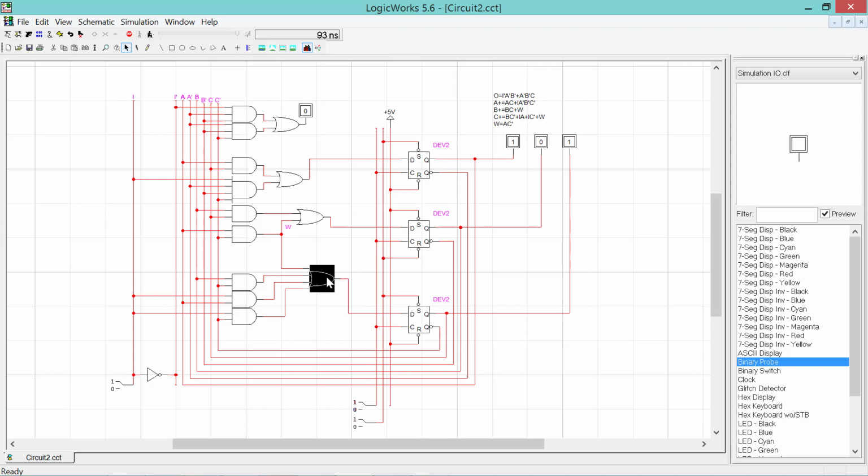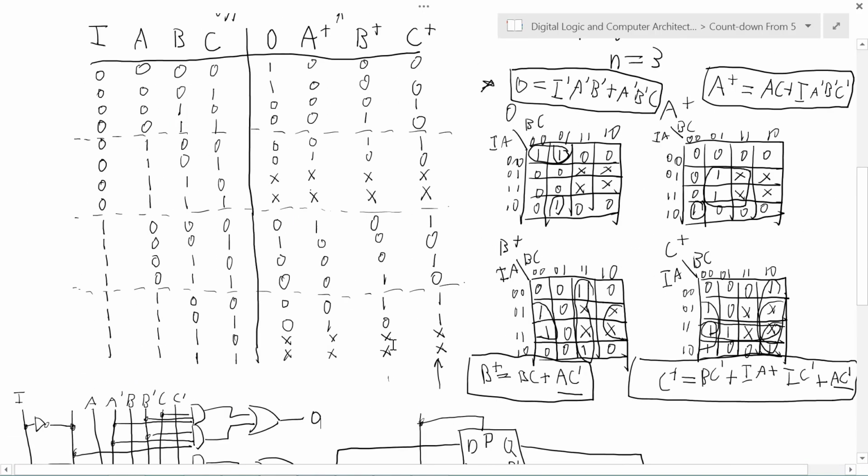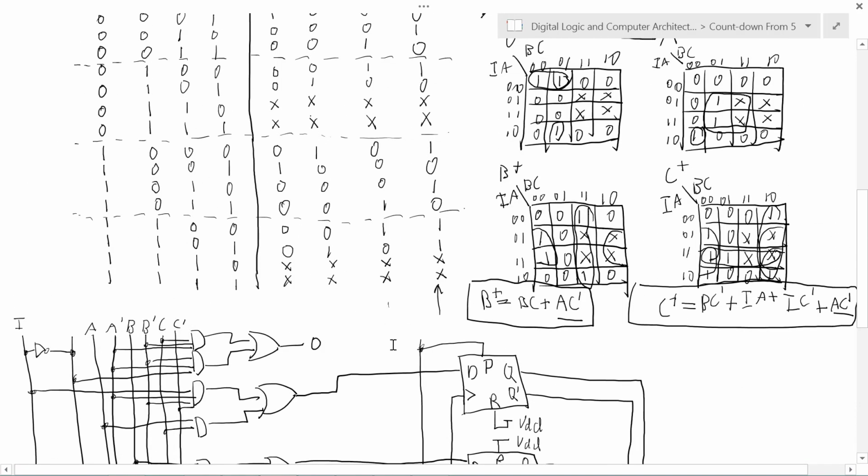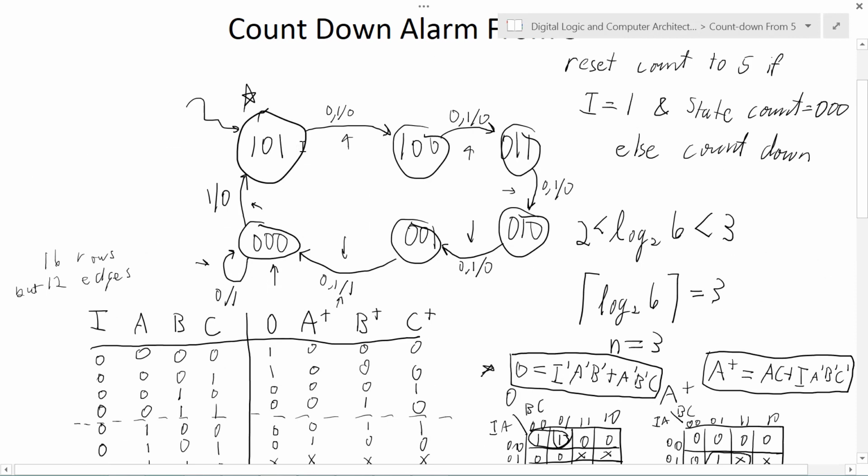Perhaps on this circuit with the OR gate and these 4 AND gates, did we implement this function correctly? Let us take a look. In the truth table, here we have input 1, and we are in state 1, 0, 1. This is the transition we are interested in. State 1, 0, 1, input 1. We should go to 1, 0, 0.